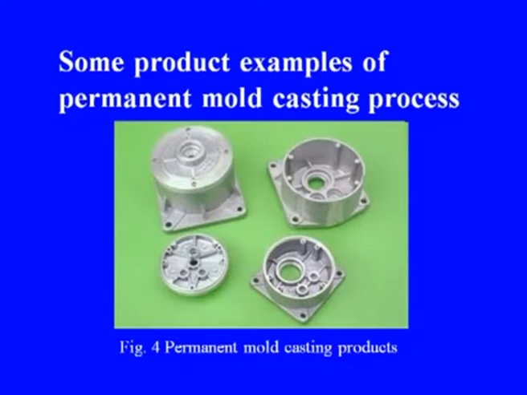Unconventional for smaller production runs. Chilling effect exists, which may lead to non-uniform cooling and defects. In this figure, some of the product examples of permanent mold casting process are shown.